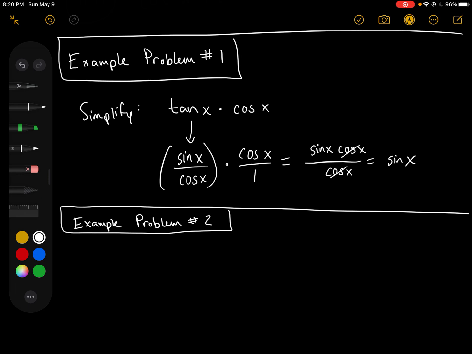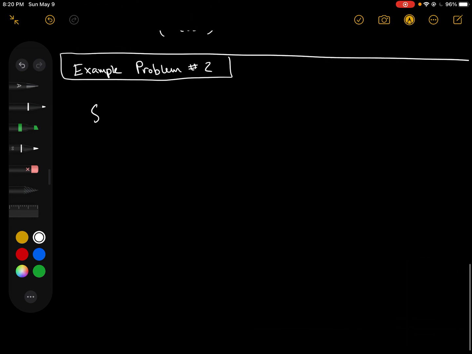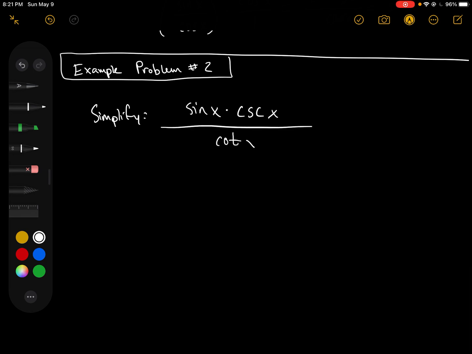For our next one, we'll try a little bit more fractions. We'll get something like simplify sine times cosecant, all divided by cotangent. So my advice when you're working through these is just take it one step at a time if it seems overwhelming. Maybe just start with the top. So if we're just starting with the top, let's keep sine as it was. So this sine right here, we're keeping that as it was.